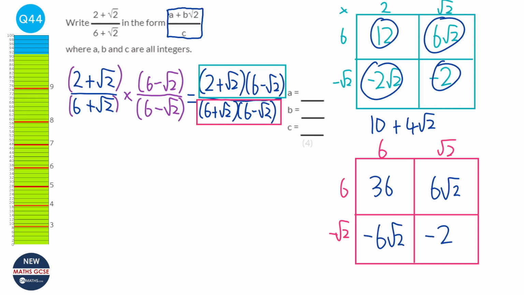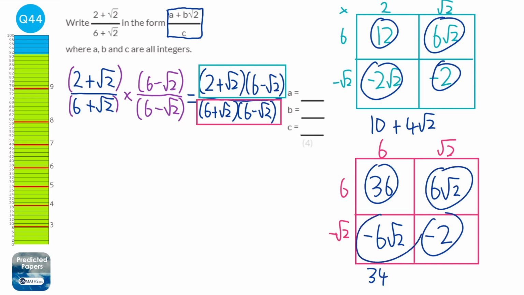And so when we add them together, we've got the 36 and the minus 2 there, so that would be 34. And then 6 root 2, take away 6 root 2, is just going to be nothing. So that actually expands to be an integer, not a surd. And that's why we picked the opposite sign, because whenever we do that, we get rid of the root 2, and we just get a nice number at the end.